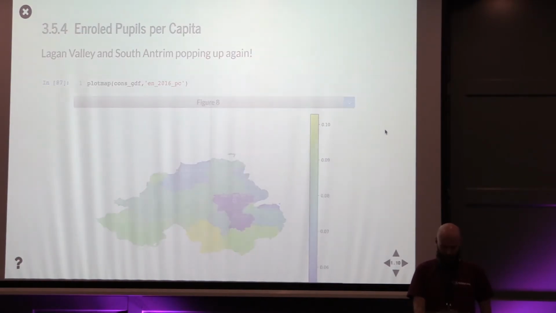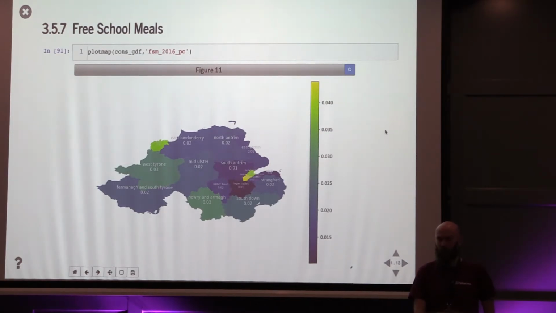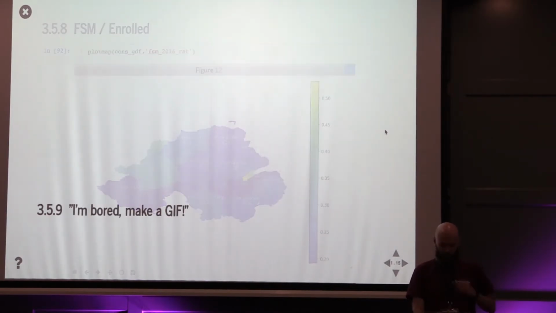Come on, right, I'm going to skip through an awful lot of these so that we can get to the animated GIFs, which is what everyone actually really cares about. Free school meals, no surprise, centred on urban areas, so that's basically Foyle and specifically West Belfast. South Belfast seems to avoid that one, I wonder why. That's the proportion of enrolled.